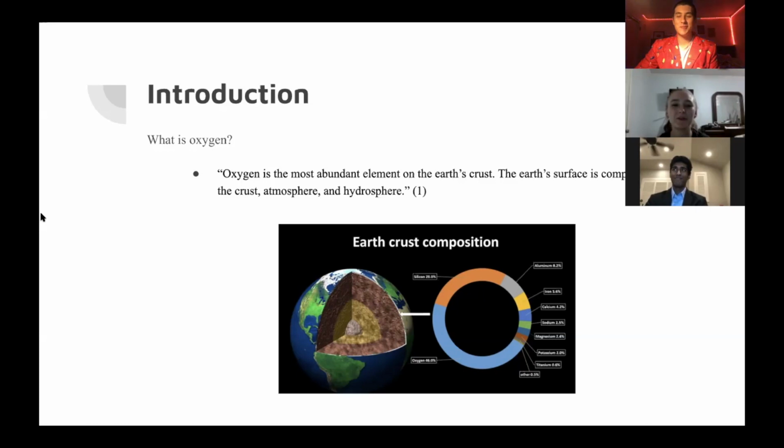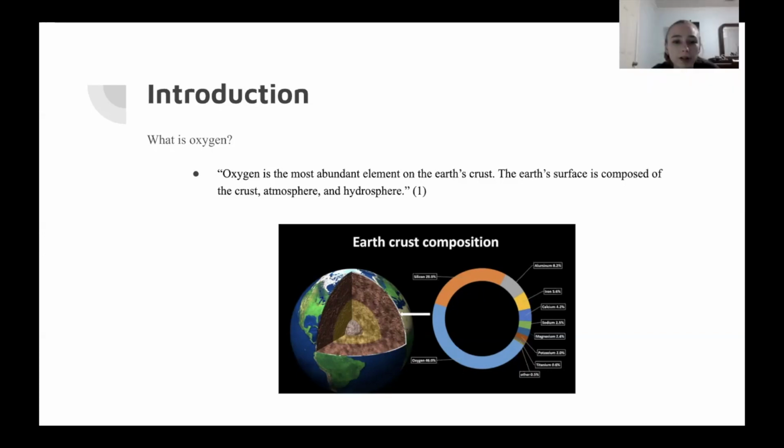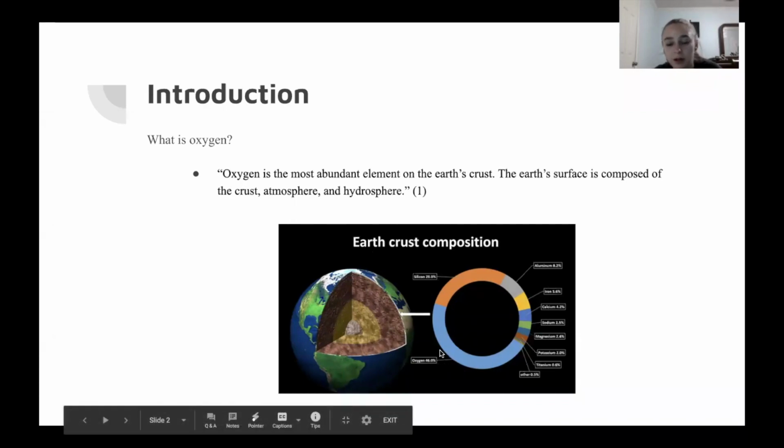We want to start off with the question of what is oxygen? Oxygen is the most abundant element in Earth's crust, and the Earth's surface is composed of the crust, atmosphere, and hydrosphere, which all contain oxygen in different ways. As you can see in this picture, it shows the Earth's crust composition and all of the elements that are there, with oxygen being the highest percentage at 46%.